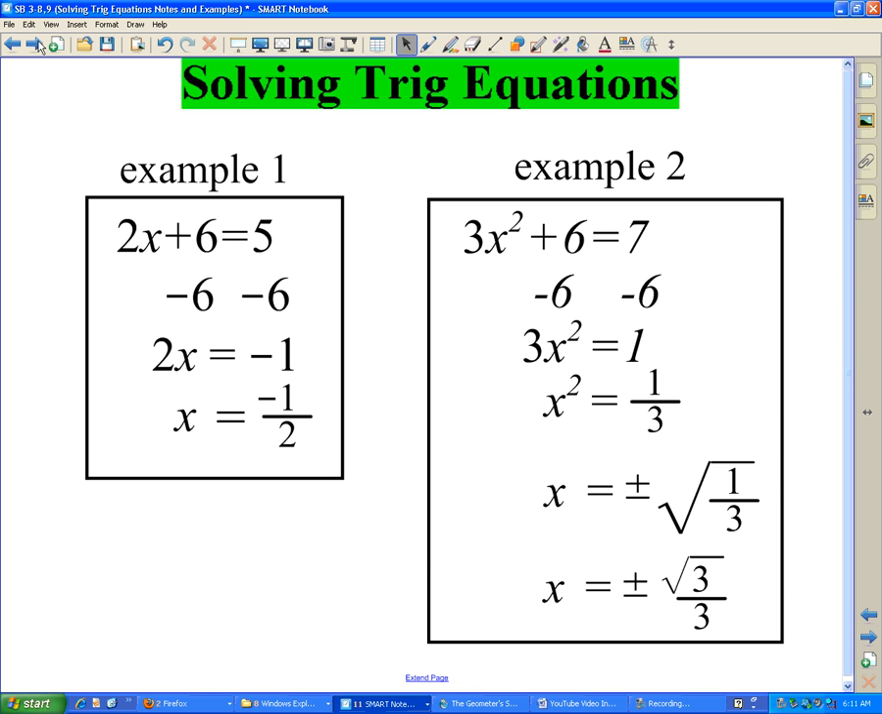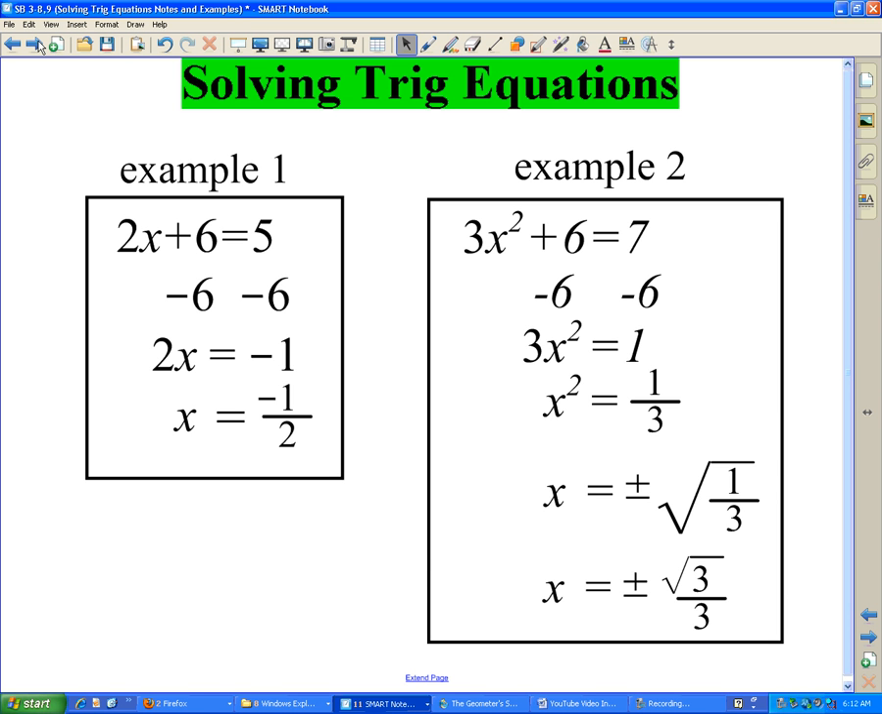Now example 2 is a little trickier because it's a quadratic. It's got the x squared in there. Now there's two flavors of quadratic. There's the kind that have an x squared but no x to the first, and there's the kind that have the x squared and the x to the first. And the kind that just have the x squared but no x are the nice ones, because all you do is basically solve for x squared and then take the square root.